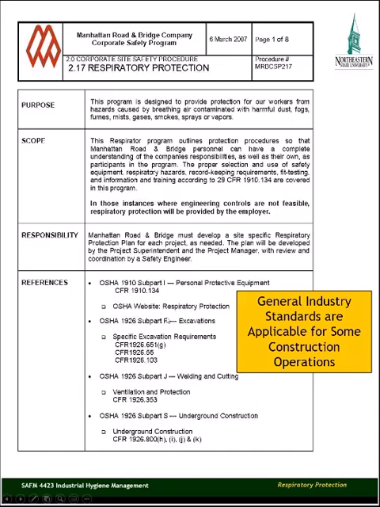And notice, even though we're in the construction industry, some general industry standards are applicable for some construction operations. It's not just 1926 regulations, but also 1910 when it comes to respiratory protection. 1910.134. Construction companies have to comply with that. Any business, any company that is using respirators, they have to comply with 1910.134.